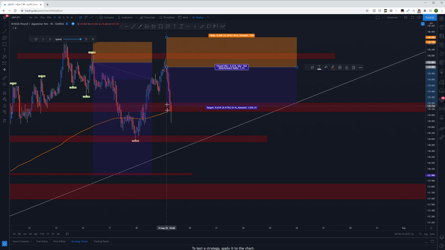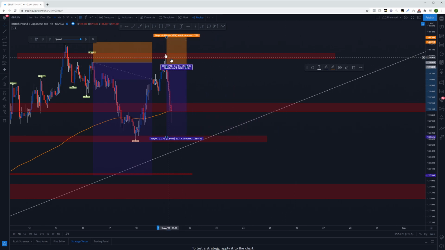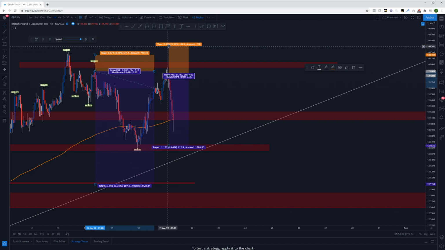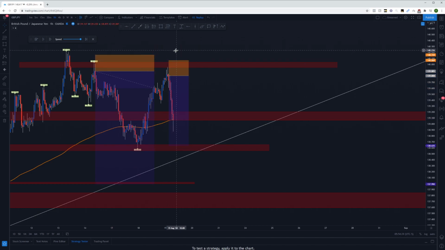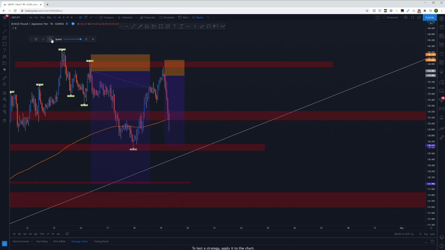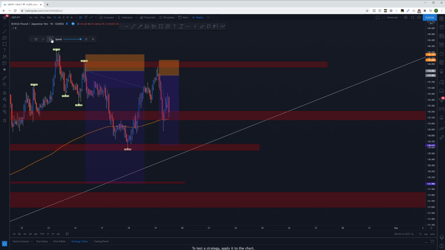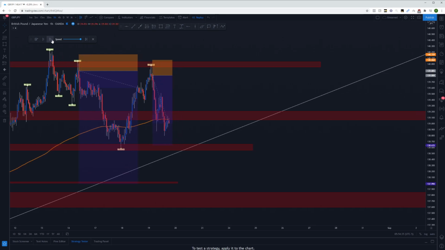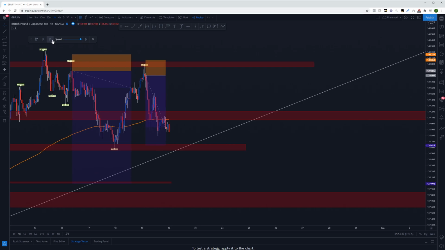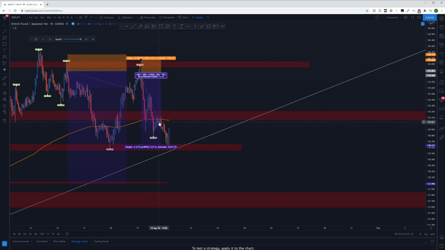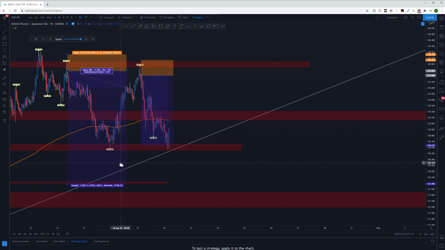Same thing, zone 1, zone 2. Let's see what happens. This would have already been a, okay, boom. Make it smaller, 26 pip stop loss. And will we get TP2 here again? Boom, TP2 smashed for 117 pips. And this is just zone to zone trading.